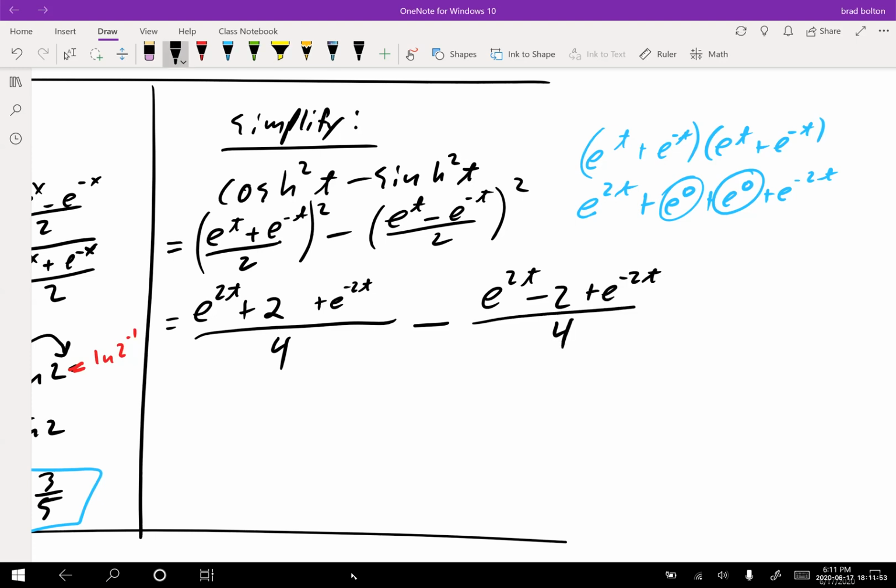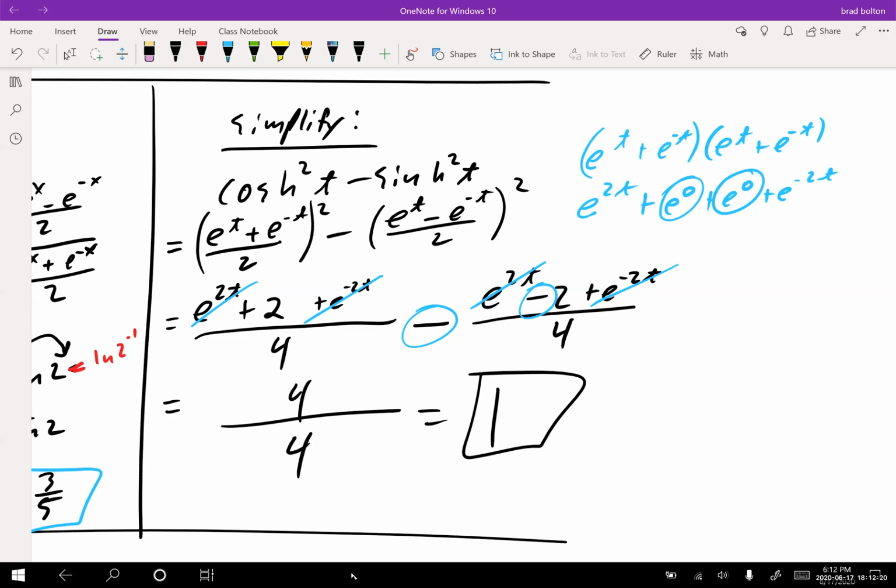All over 4. So then when I clean this up, we got e to the 2t minus e to the 2t. So this guy should cancel with this guy. So we have everything over 4. Then we have e to the negative 2t minus e to the negative 2t. So those are gone. And then we have a minus and a minus 2, so that's plus 2. So we end up with 4 over 4. So this becomes 1. And that will be our answer.